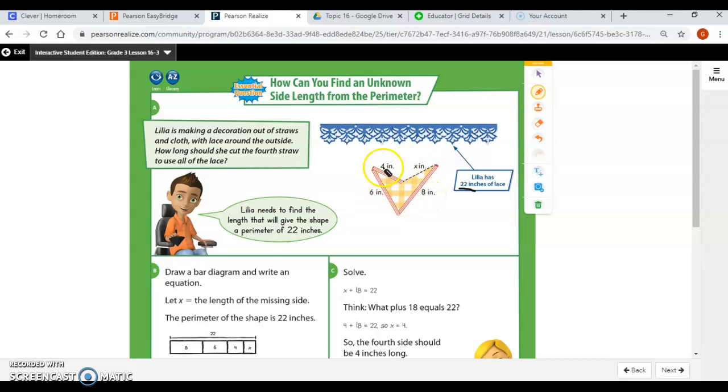I know that 6 plus 4 is 10, and 10 plus 8 is 18. So we need to do 22 minus 18, and that is 4. So we have 4 inches here. Now, to make sure that we are correct, we need to add all of these and see what we get. 6 plus 4 is 10, 8 plus 4 is 12, and 10 plus 12 is 22. So we have 22 inches of lace. The answer is 4 inches.